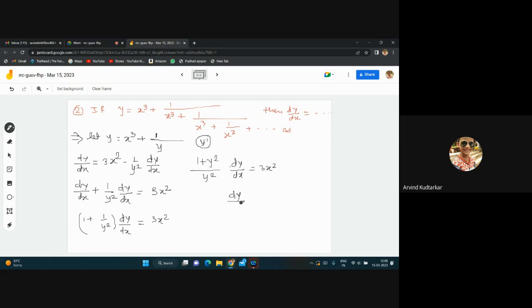Just you shift their terms from LHS to RHS. NR and DR will interchange after shifting their terms from LHS to RHS. मतलब NR क्या होता है? न्यूमरेटर ये डिनोमिनेटर होता है और डिनोमिनेटर न्यूमरेटर में शिफ्ट होगा. So 3x square y square upon 1 plus y square is there. And this is value of dy by dx. सो देन dy by dx is what? 3x square y square upon 1 plus y square. तो ये करेक्ट ऑप्शन है. ओके.